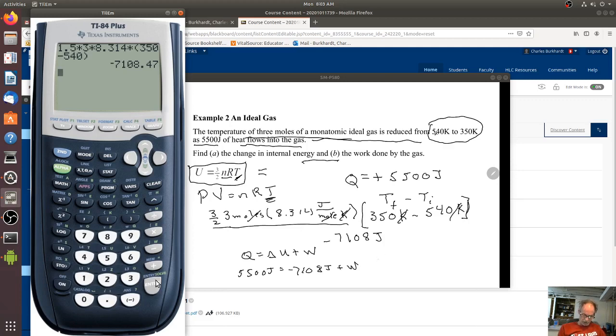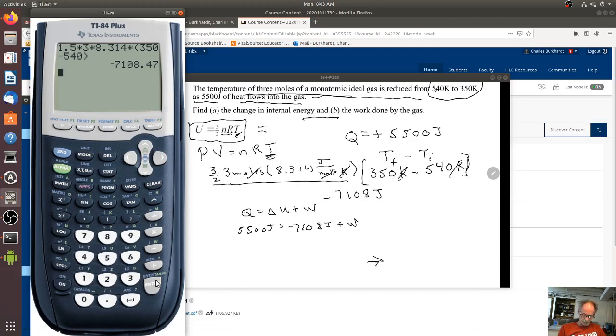So the work is just add 7108 to both sides, or add 5500 to that. Oh no, I got some negative on my calculator. So 5500 plus 7108. So this gas did us a lot of work. 12,608 joules.